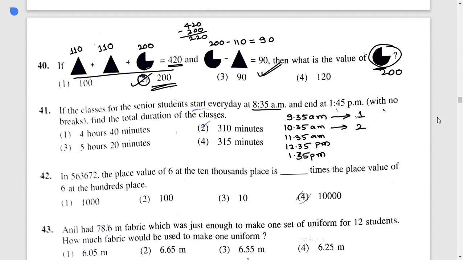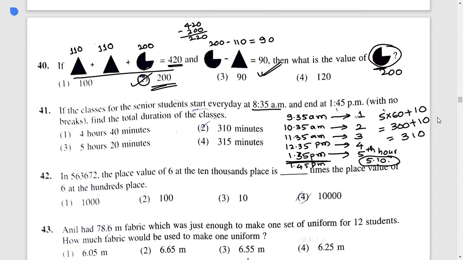So at 9:35 it will be 1 hour. At 10:35 it will be second hour. It will be third hour, fourth hour. At 1:35 it will be fifth hour. They have asked 1:45 pm, it will be again 5 hour 10 minutes. Any option is there? 5 hour 10 minutes? No. So you convert it into minute now. 5 hour into 60 plus 10 minutes. This is 300 plus 10, which is equal to 310 minute. So option 2 is the right answer here.